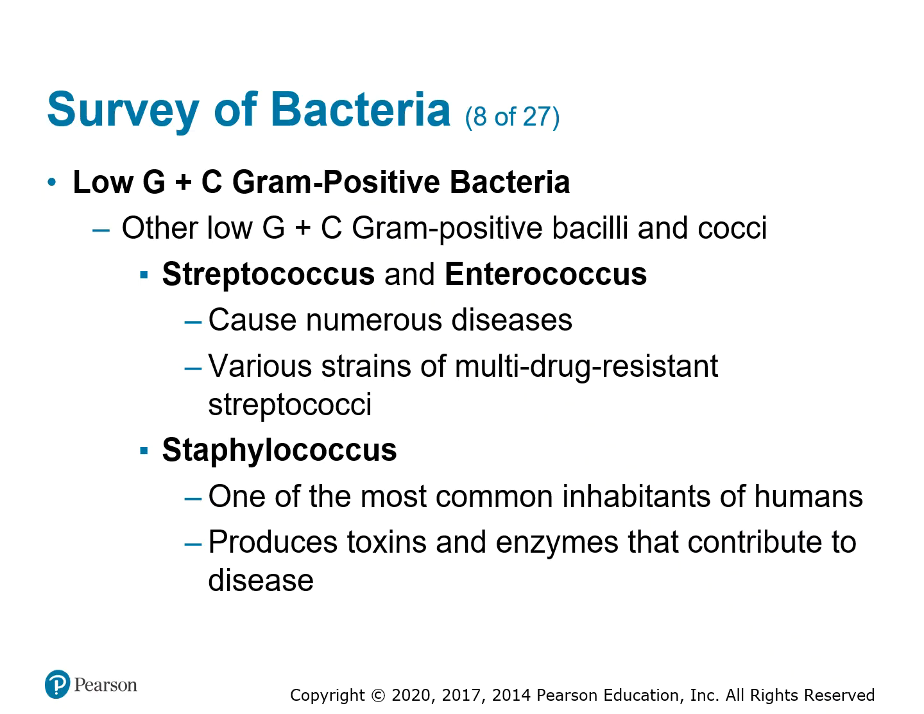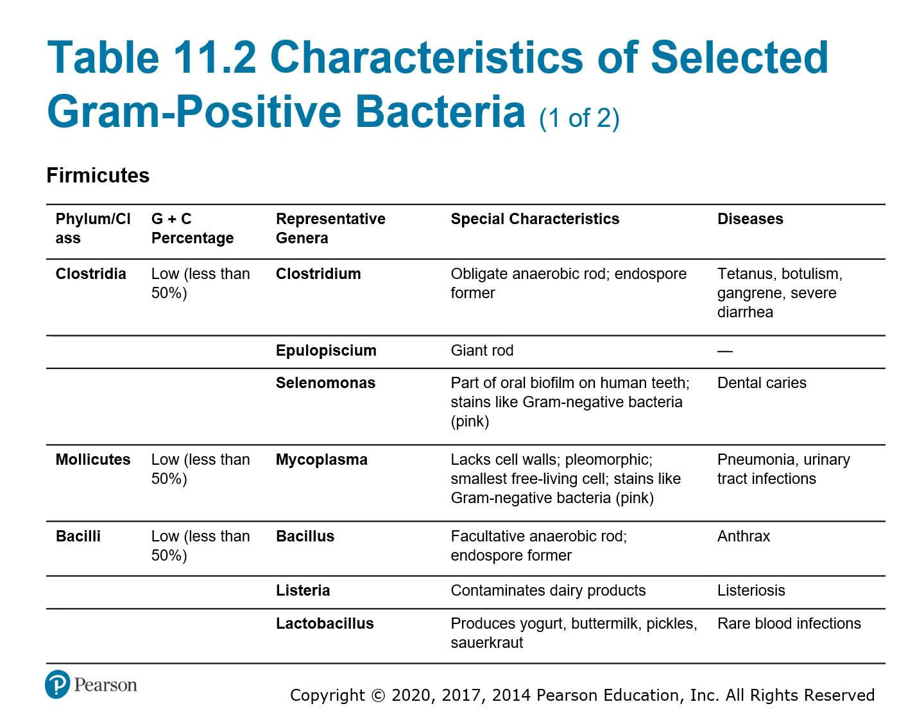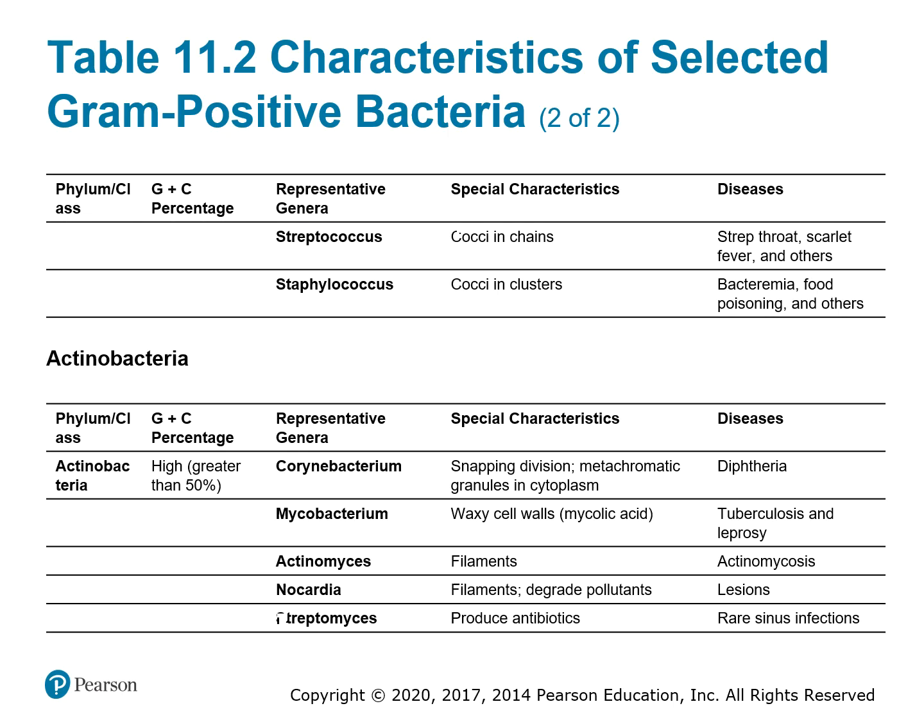Streptococcus and Enterococcus, these cause numerous diseases. There are various strains of multi-drug resistant streptococci out there. Staphylococcus is one of the more common inhabitants of humans. It produces toxins and enzymes that contribute to the disease. So here is a nice little chart of the characteristics of selected gram-positive bacteria that you might want to take a look at, specifically the ones that I talked about: the Clostridium, the Mycoplasma, the Bacillus, Listeria, and Lactobacillus. Page 2 of this chart has the Streptococcus and the Staphylococcus on it, and then the actinobacteria that I'm about to talk about.